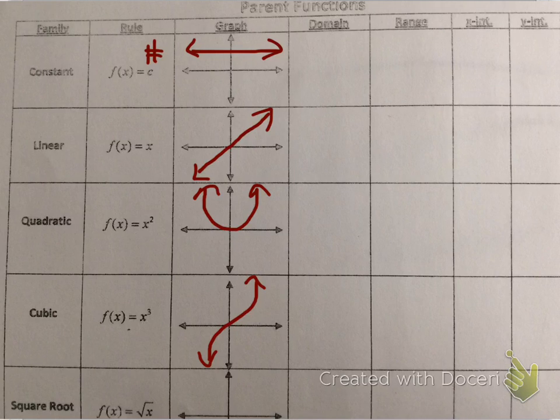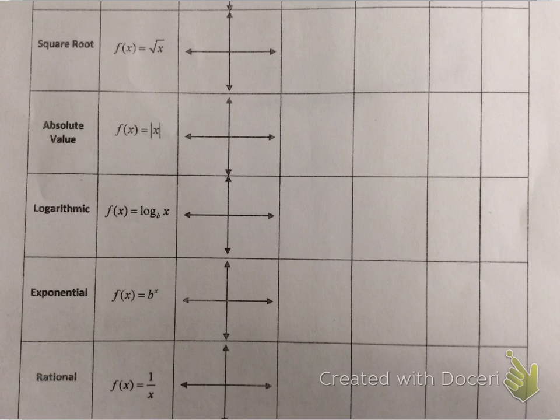You can see for a quadratic, we've got f of x equals x squared. That gives us our u-shaped graph, which is called a parabola. A cubic function has a specific type of curve. You've got a square root function which starts at the origin and goes sideways to the right, but it's still also going up. Keep that in mind. The absolute value function is a v-shaped graph. And then the next ones would be logarithmic, exponential, and rational.